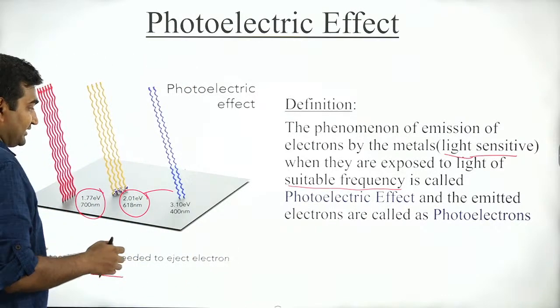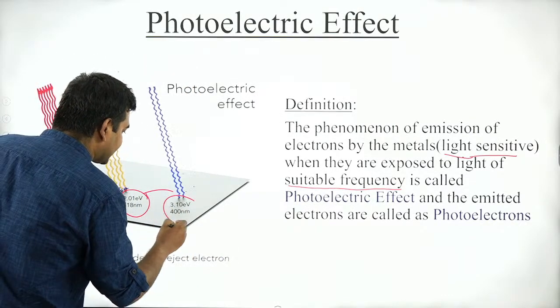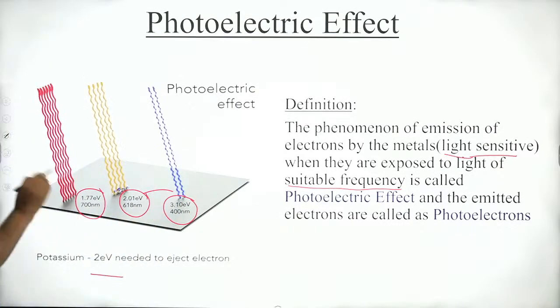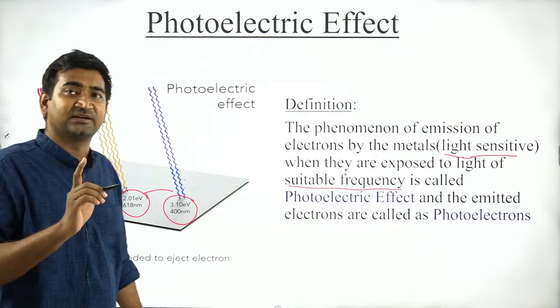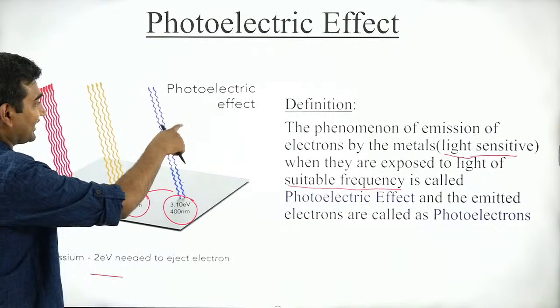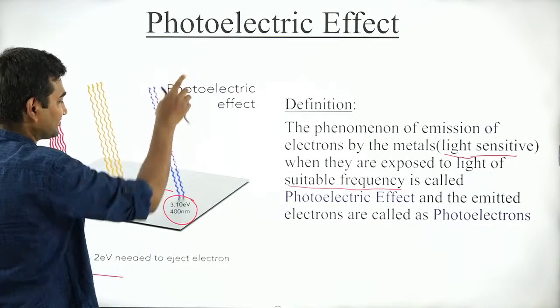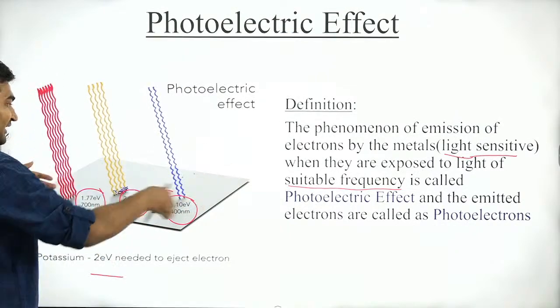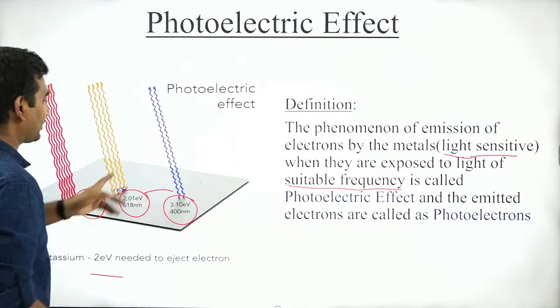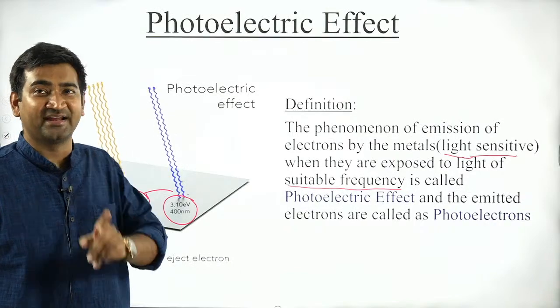Then the third is 3.1 electron volt. This energy is greater than 2 electron volt. You can see the small blue dots coming out of this metal surface. This is the metal surface, and these electrons are getting out for the third, blue radiation.